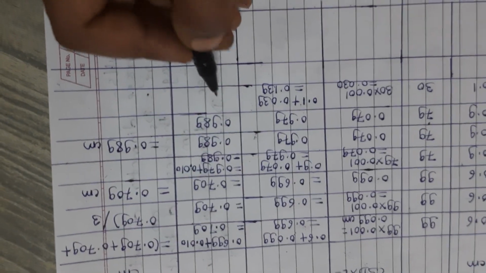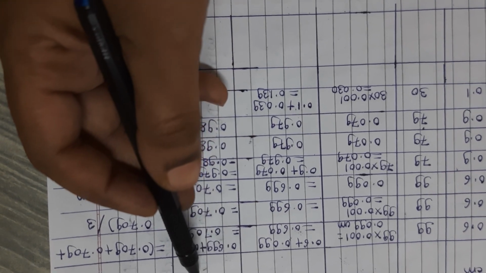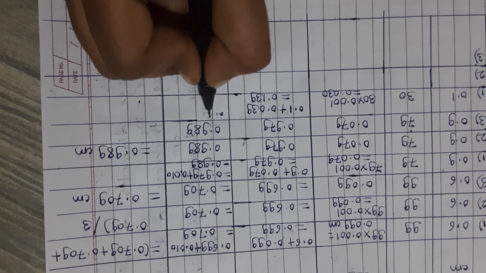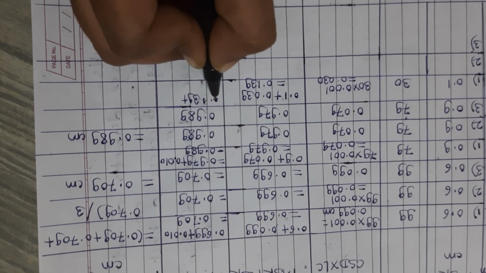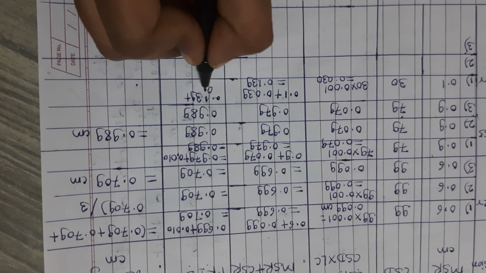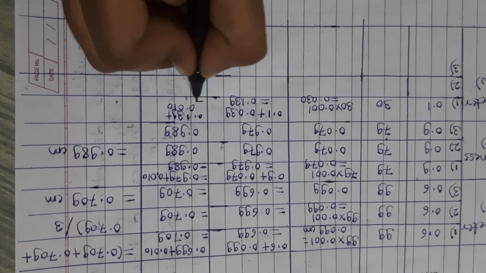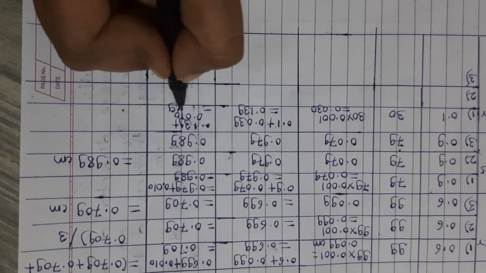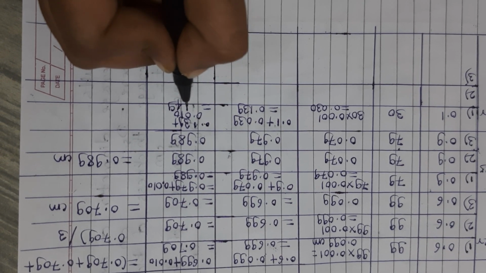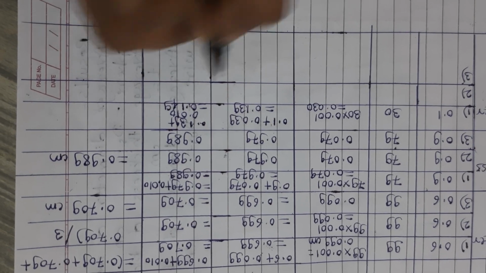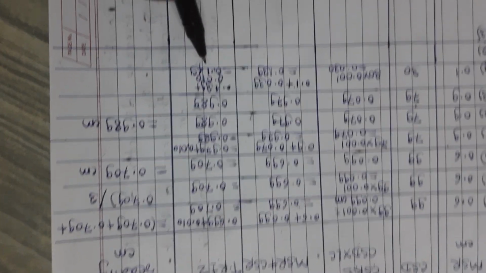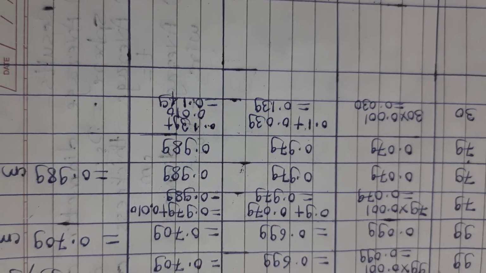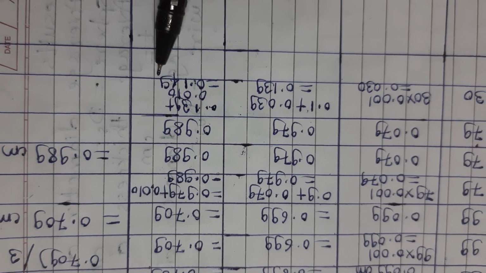Then corrected reading. Corrected reading is total plus or minus Z. Then here the total is 0.139 plus our negative error is 0.010. Therefore we get 9 plus 0 is 9, 3 plus 1 is 4, and 1 plus 0 is 1, and the 0 as it is. This is the corrected reading of the outer diameter of the thin metallic wire, that is 0.149.